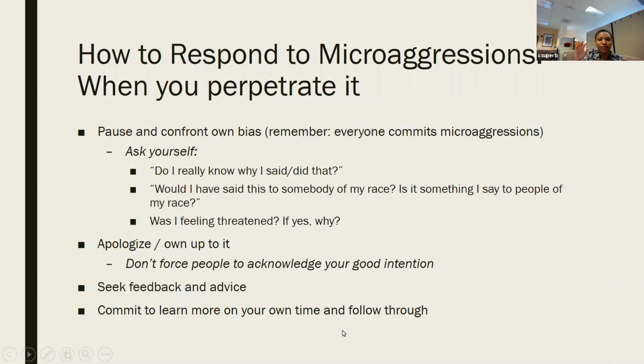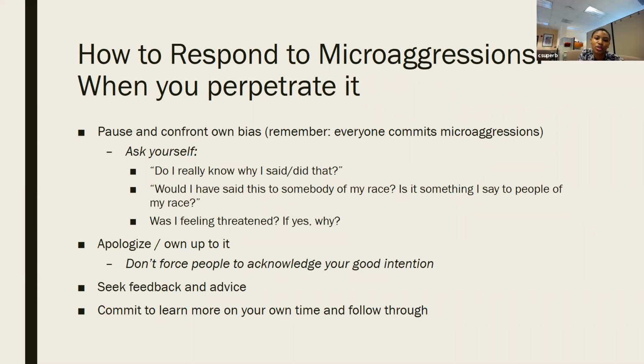Okay, so now that we've talked about these things, how do you respond to microaggressions when you perpetuate it? So the first thing to remember is everyone commits microaggressions. It's endemic, especially racial ones. It's endemic to our culture. So take a moment, pause. The next thing to do is confront your own bias by asking yourself questions such as, do I really know why I say that? Would I have said that to someone of my race, or maybe someone who's white? Why was I feeling threatened, and why? And so you want to do some introspection for yourself.